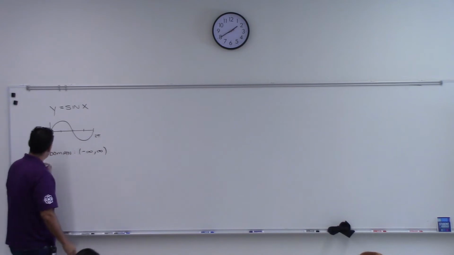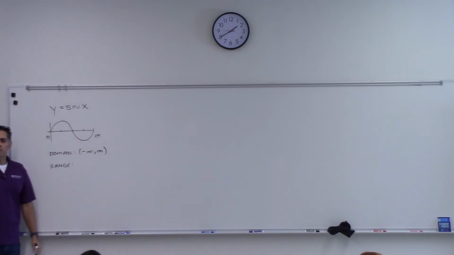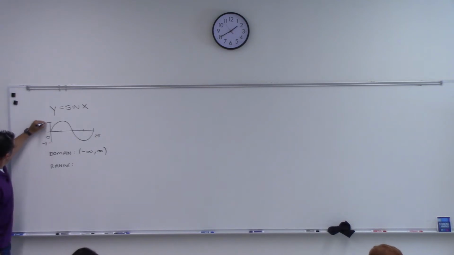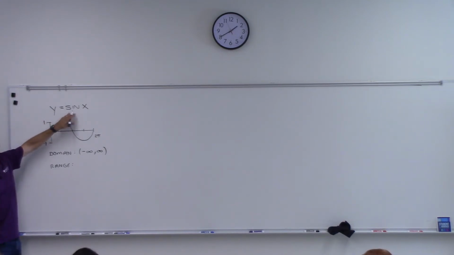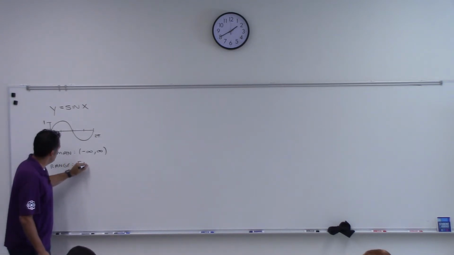And what is the range of this function? What comes out of this? Everything? Only between -1 and 1, right? So this should go -1 to 1 for the standard sine function. Okay, I haven't moved it or stretched it or anything. So the range is -1 to 1.